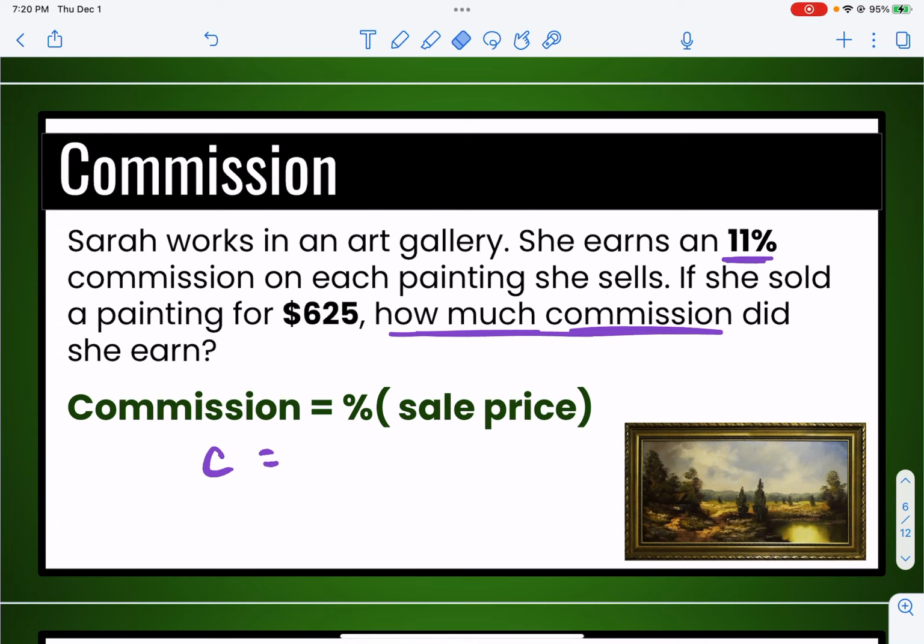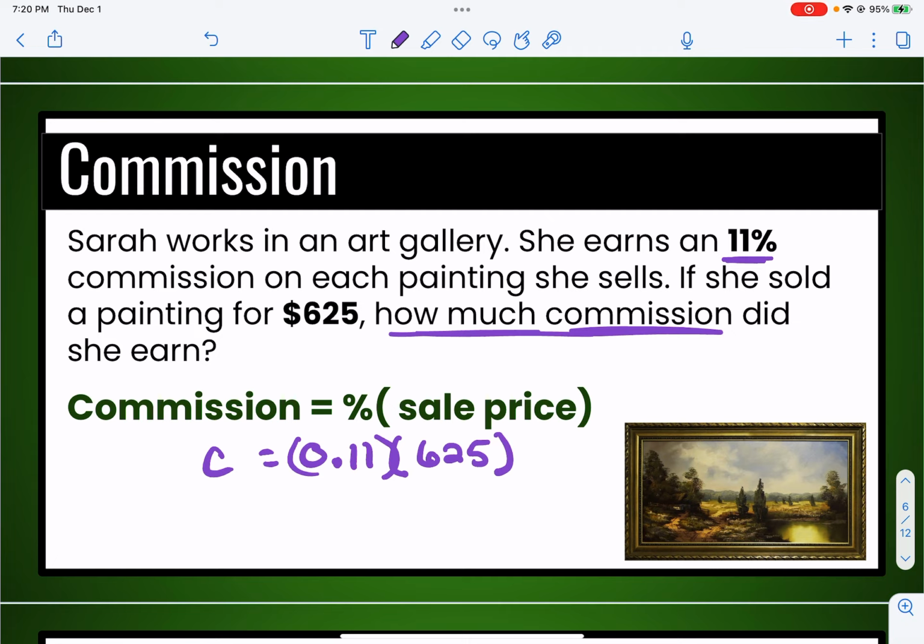So we know that 11% as a decimal would be 0.11. And then we're going to multiply that by the sale price of the painting, which was $625. Remember, the parentheses mean multiply. And sometimes you will see me write the parentheses around one of the numbers. Sometimes you'll see me write parentheses around both of the numbers. But either way, you're just supposed to multiply those two numbers together.